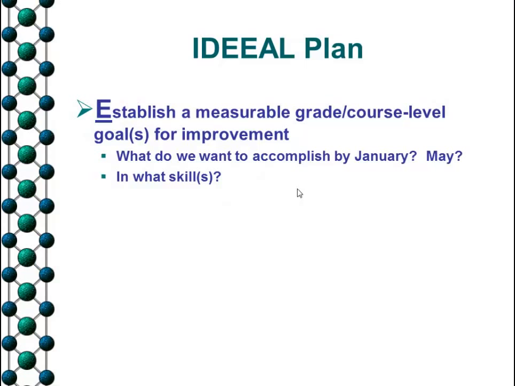Next, the first E refers to establish a measurable grade or course level goal for improvement. Remember, we want to know, what do we want to accomplish by January? Or if you're doing this in January, what do we want to accomplish by May? Try to speak as specifically as you can in what skills, because that's going to help you design the instructional piece that goes along with it.